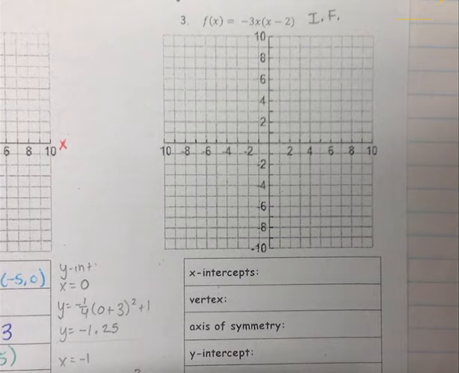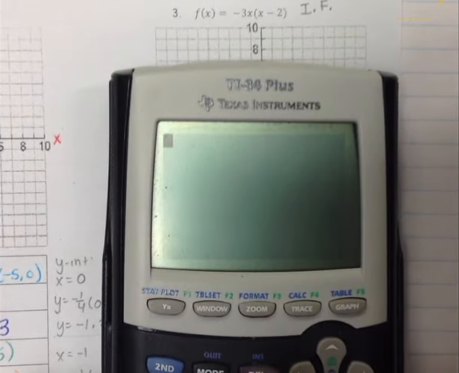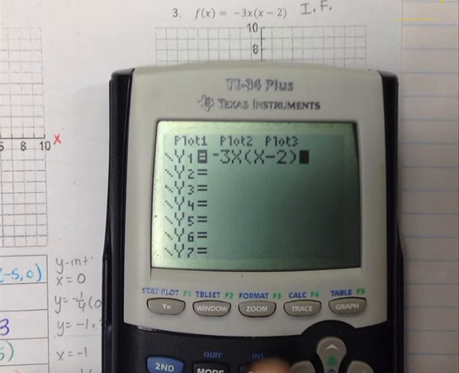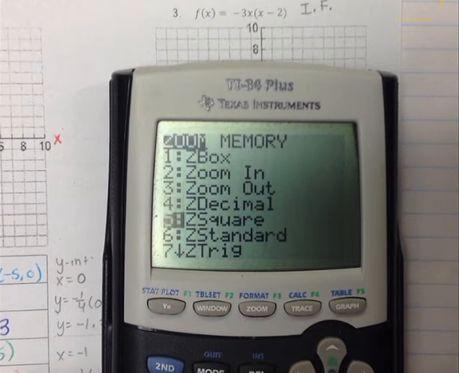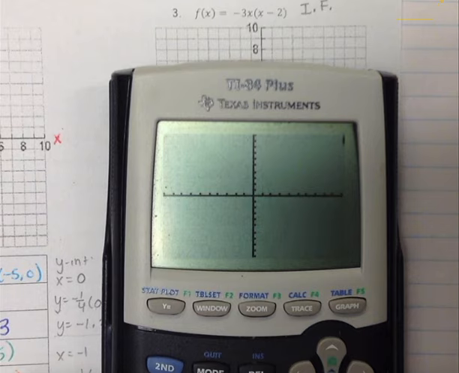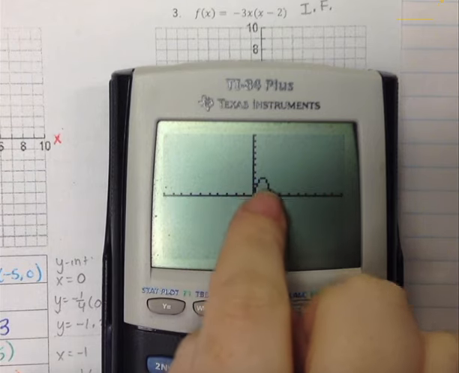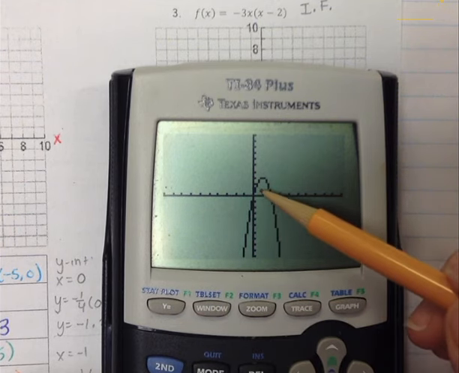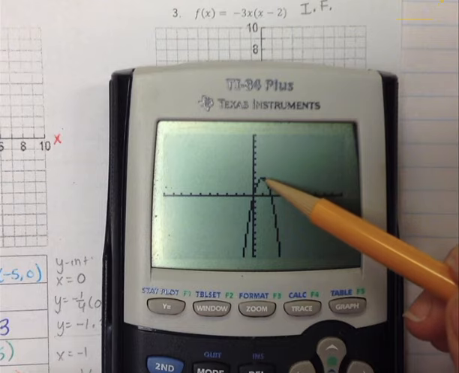We're going to go to our calculator. I'm going to graph this. So I have negative 3x, parentheses, x minus 2, close parentheses. I'm going to press zoom standard, see if I can see stuff. Alright, so we do have a vertex. That vertex looks to be at about 1, and that might be at 3.